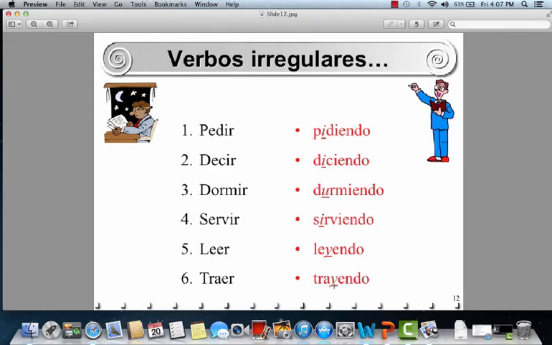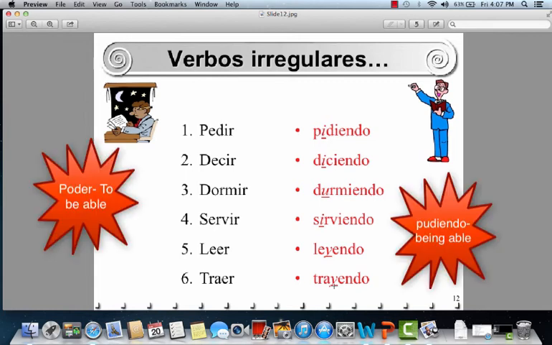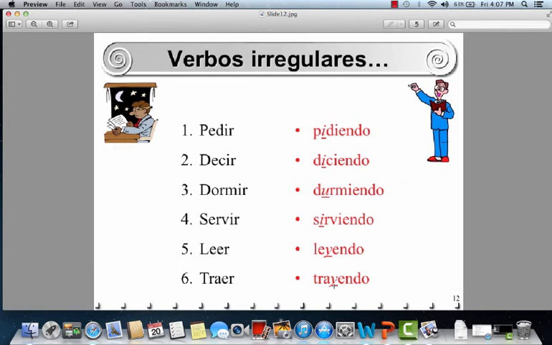Now let's take a look at the verbs pedir, decir, dormir, and servir. Any IR verb that has a stem change in the third person preterite will have the same stem change in the present participle form. One exception is the verb poder, which is an ER verb. Poder also maintains its preterite stem change in the present participle form. And these are some of the irregular verbs in the participle.